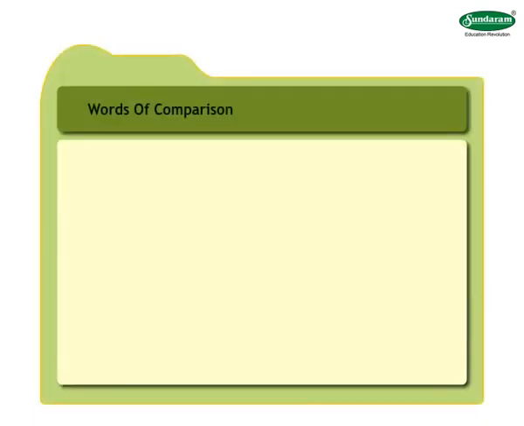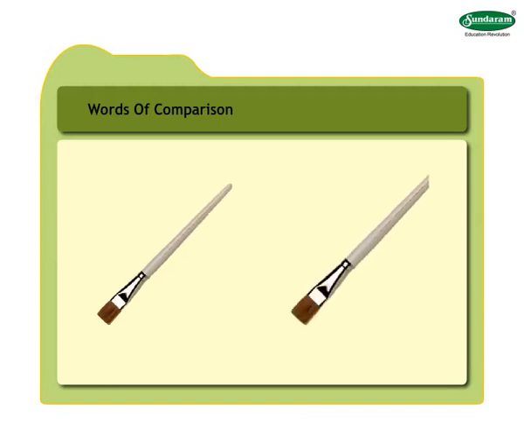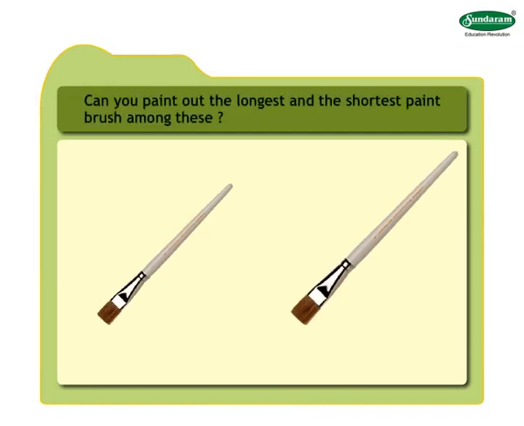Now, look at the paint brushes shown alongside. All paint brushes are of different sizes. Can you point out the longest and the shortest paintbrush amongst these? We will put one dot against the shortest paintbrush and two against the longest one.